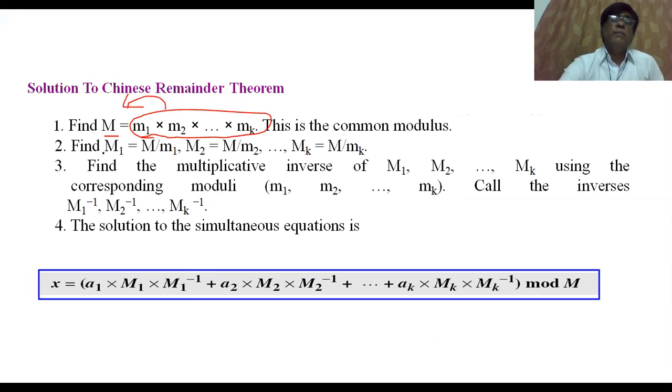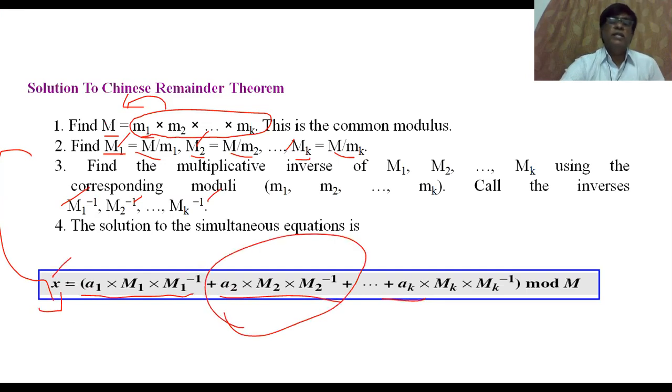Then calculate capital M1 equal to M by m1, capital M2 equal to M by small m2, like that capital Mk equal to M by mk. After calculating capital M1, M2, M3, find their multiplicative inverses, M1 inverse, M2 inverse, M3 inverse. Then by using these values, finally x is equal to a1 into capital M1 into M1 inverse plus a2 into M2 into M2 inverse. By using this formula, you calculate the x value.